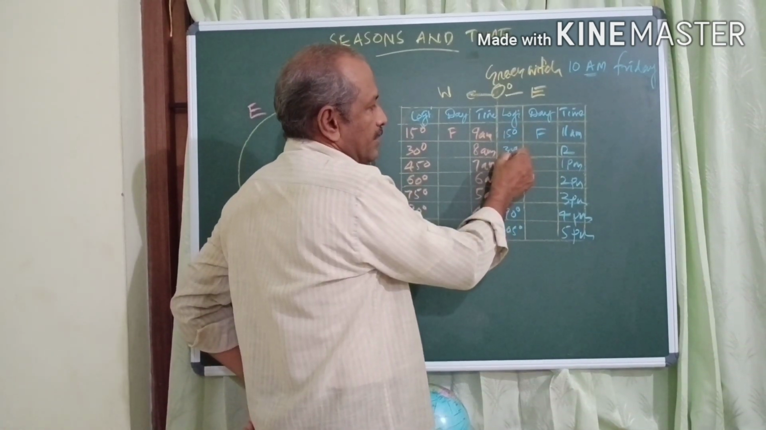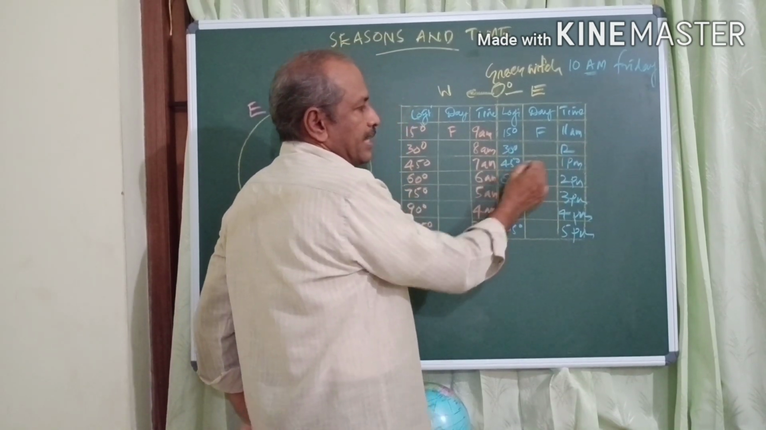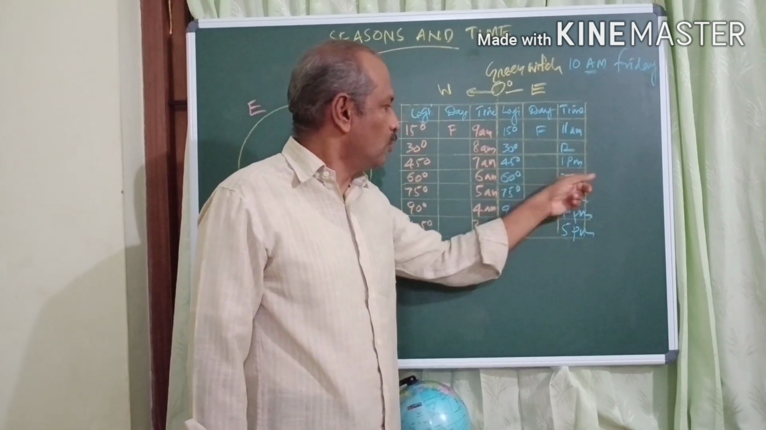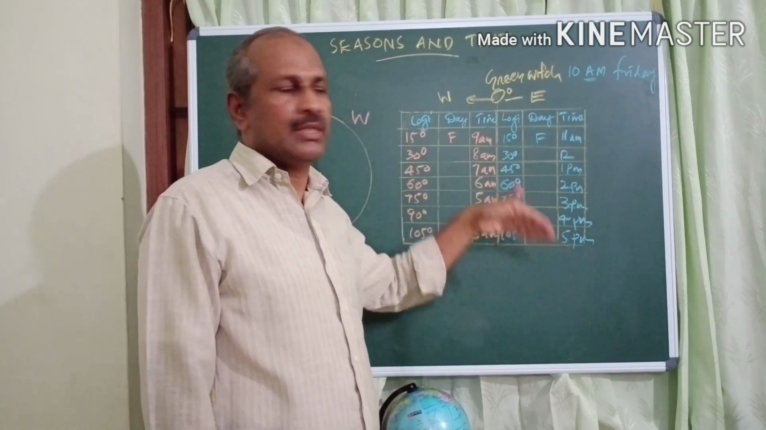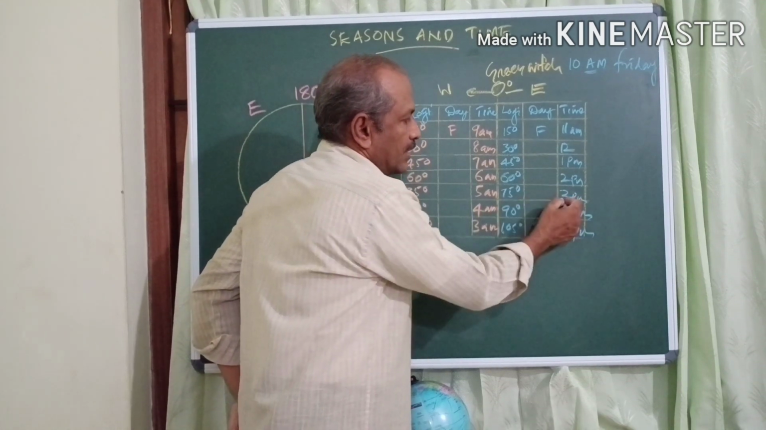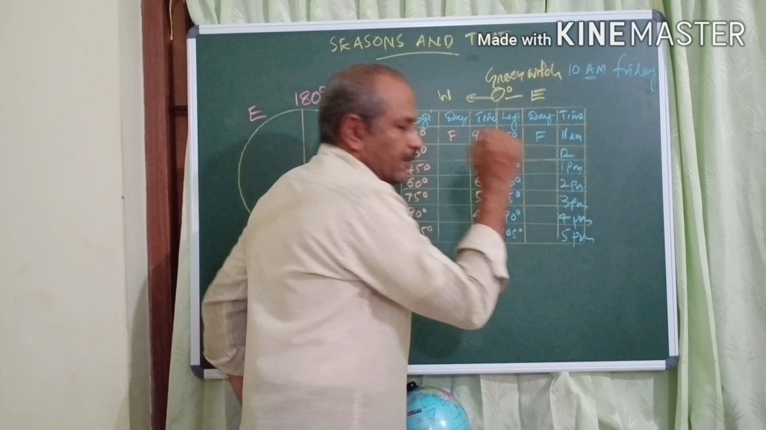Then at 30 degrees, it is 12 noon. At 45 degrees, it is 1 p.m. At 60 degrees, 2 p.m. That is, for every 15 degrees of longitude, time increases by 1 hour. At 75 degrees, it is 3 p.m.; at 90 degrees, 4 p.m.; at 105 degrees east, 5 p.m.